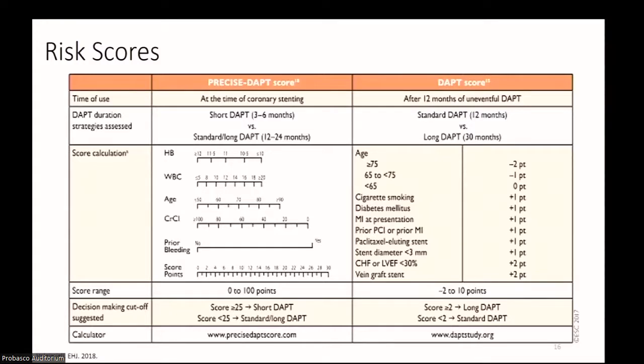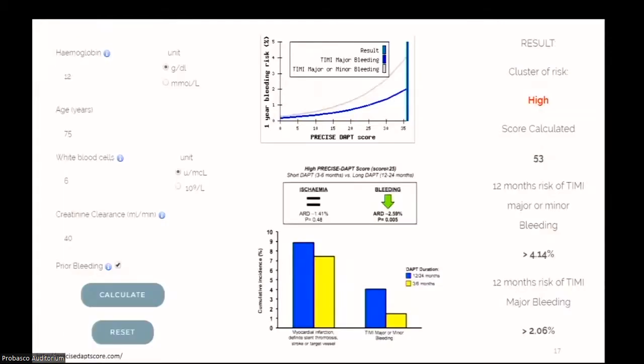beyond 1 year. So these are just a couple of tools if you're trying to decide, is this patient appropriate for shorter dual antiplatelet therapy or longer? That could be a tool in your tool belt. And this is just an example from precisedaptscore.com. You can look these up and play around with them with any of your patients.